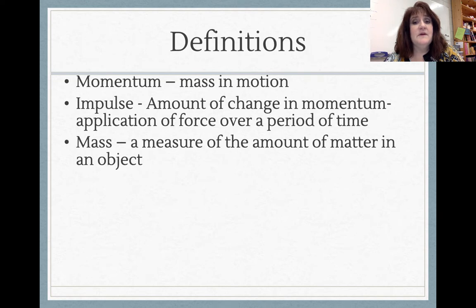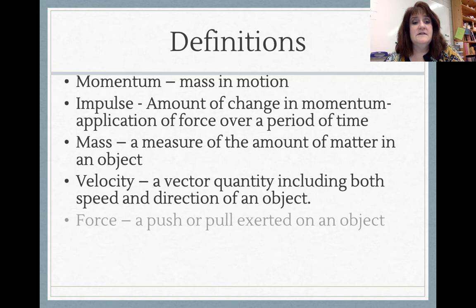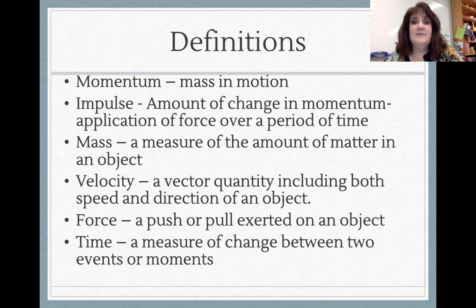Mass is a measure of the amount of matter in an object. Velocity is a vector quantity including both speed and direction of an object. Force is a push or pull exerted on any object. And time is a measure of change between two events or moments. Those are your 6 terms that you're going to be using for momentum to start with.